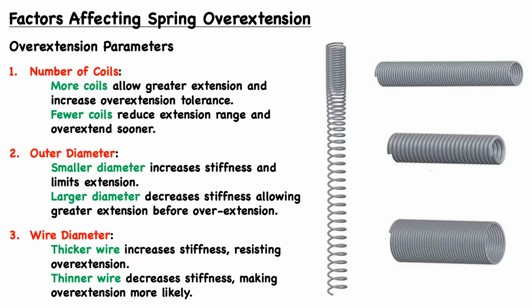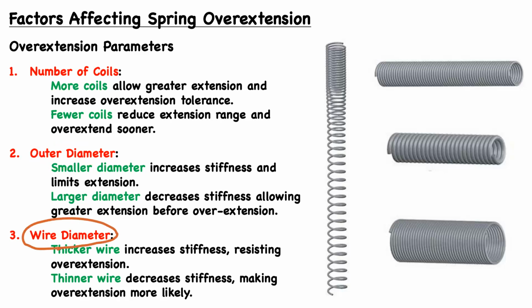So now let's talk about spring overextension. So this is where we go beyond the point where the spring can be expected to return to its rest position without deformation. So there are three main parameters that can influence spring overextension and the likelihood of spring overextension. We first of all have the number of coils, we have the outer diameter, and the wire diameter.